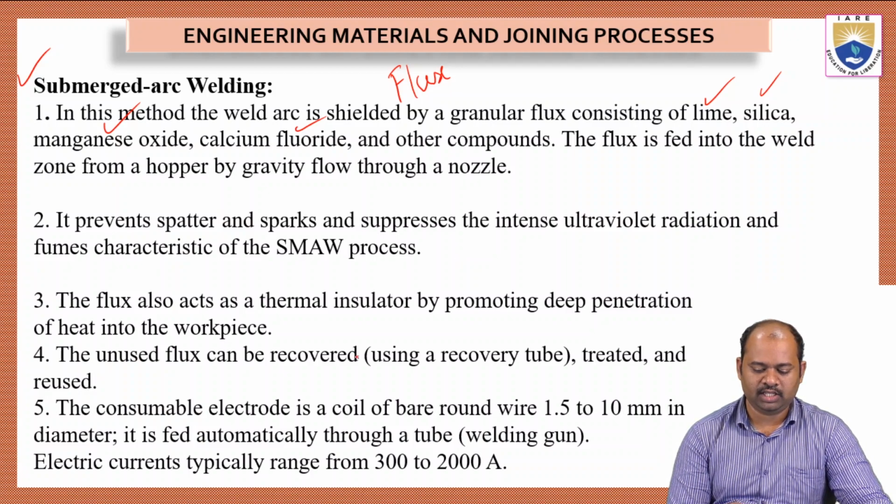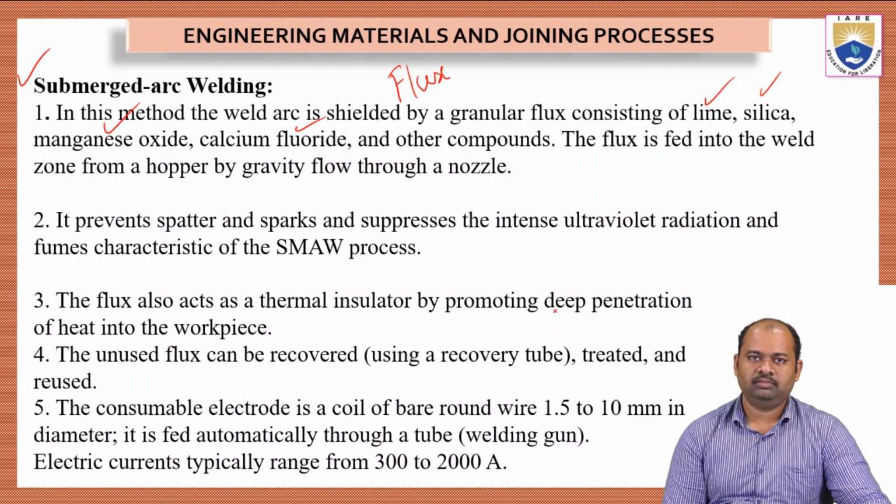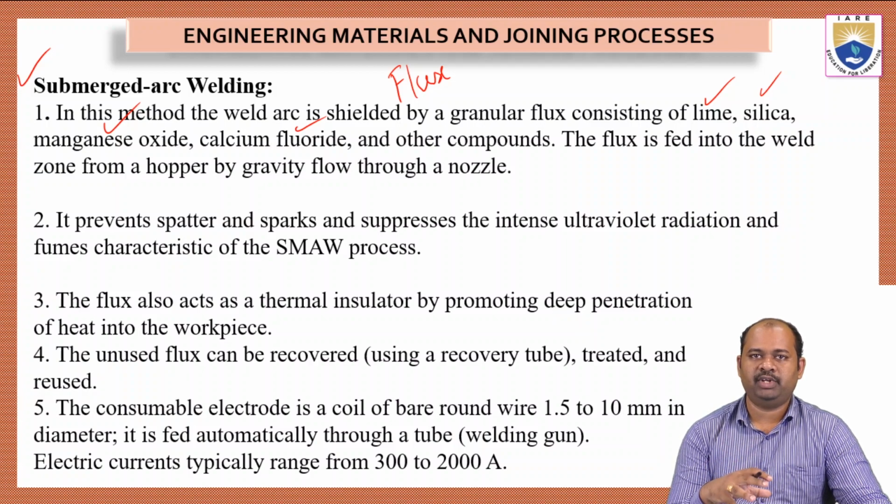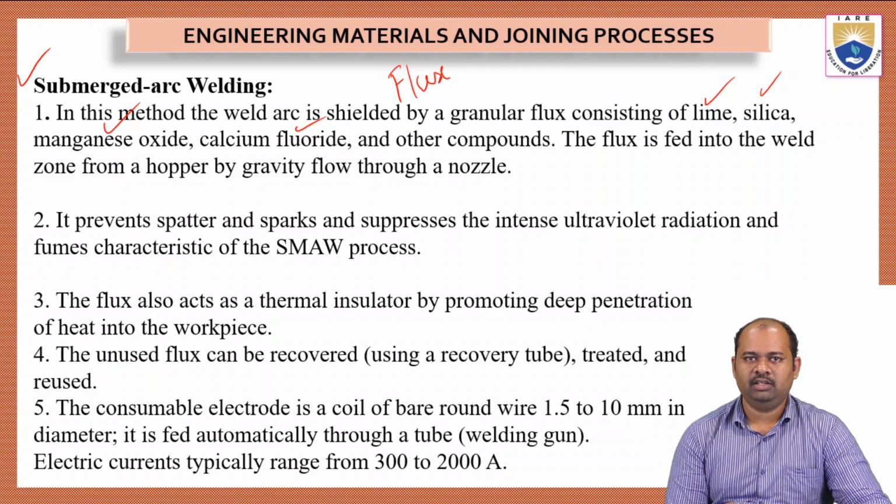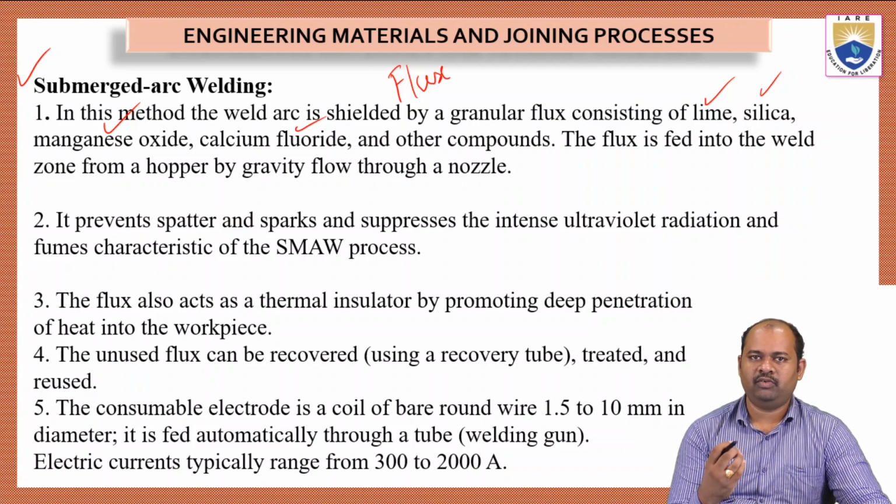The flux also acts as a thermal insulator by promoting deep penetration of heat into the workpiece. So this flux material will insulate the temperature. Whenever we are doing welding, we require a very small amount of heat to melt the base plate and filler rod. Because of this insulation, we can do this welding process very fast. And the unused flux can be recovered and reused. Whatever flux powder is there, after welding we can remove it and reuse it after proper treatment.